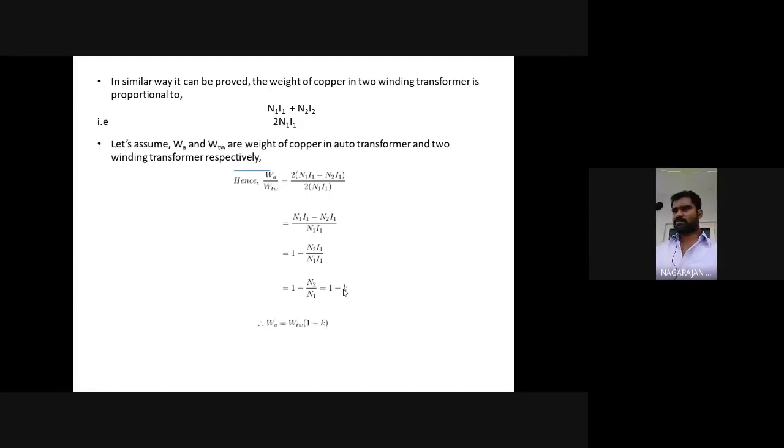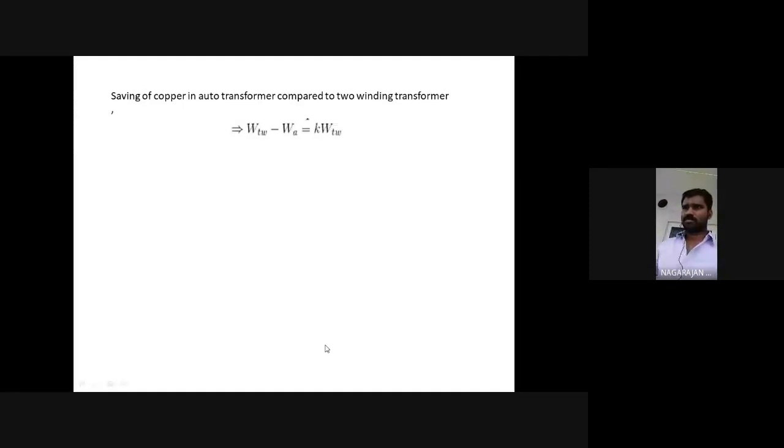I can cross multiply this as WA divided by WTW is equal to 1 minus K. Multiplying that inside, I'll get WTW minus K times WTW. So this is the amount of copper we are saving in an auto transformer. So this is the final equation. So look at this.